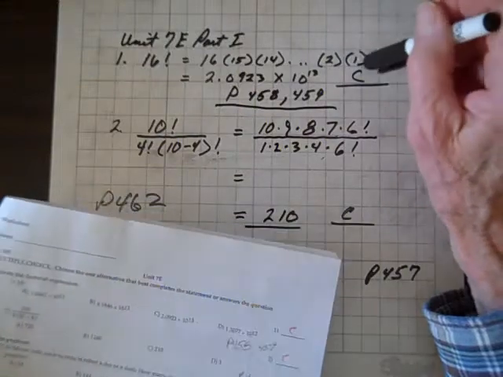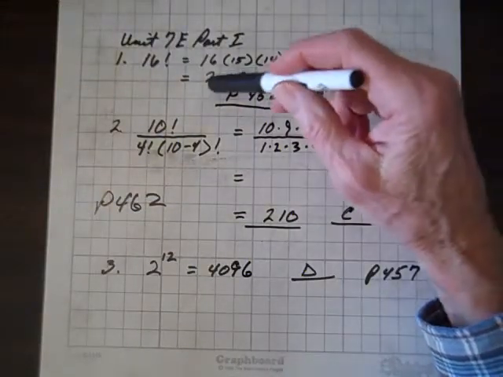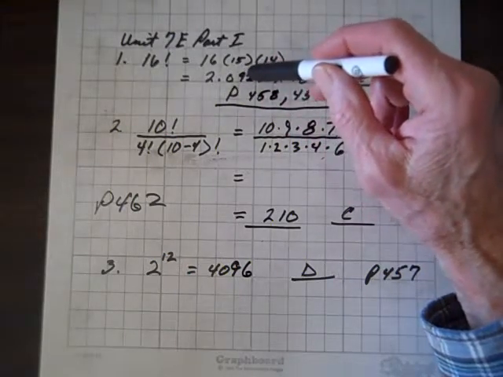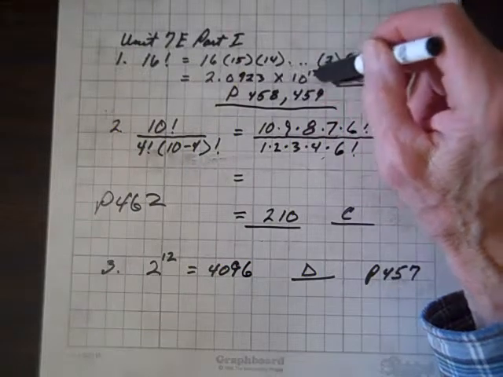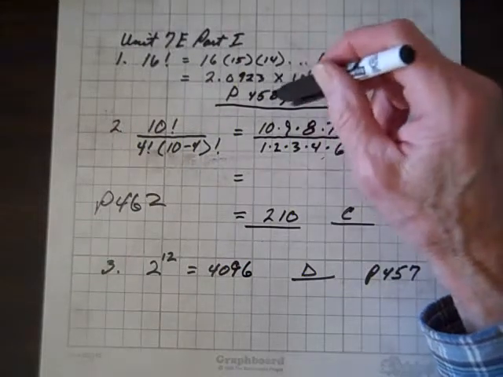By the way, 2 times 1 is 2, so oftentimes I'll just skip the 1. And when we carry out that product, we get 2.0923 times 10 to the 13th, and that's selection C. And again, pages 458, 459.